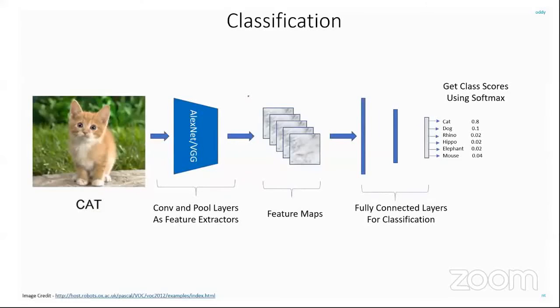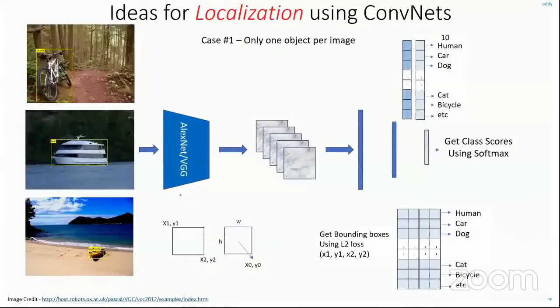Now, what do you want? We want a box to also be there. How will you create a box around that image? You don't just want to classify it, you want to localize it. How can you do that? So here comes the bounding box concept.